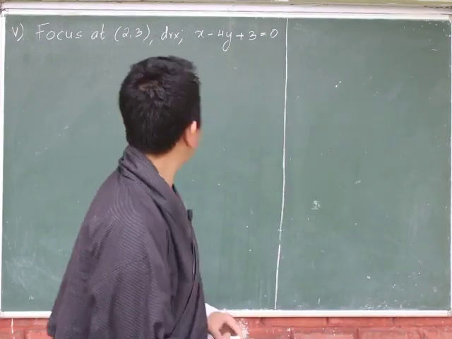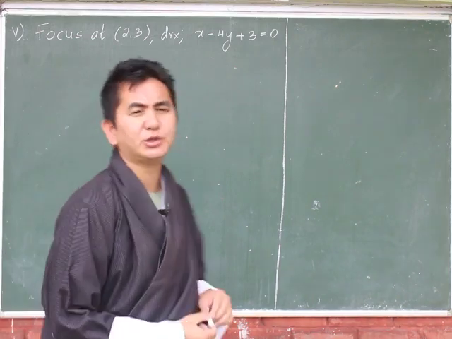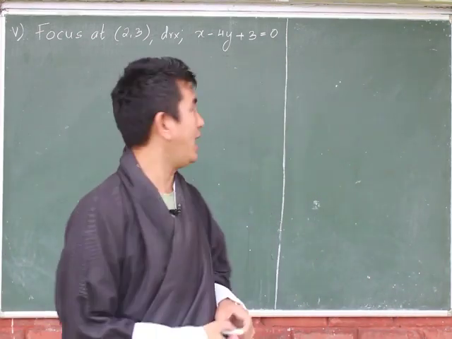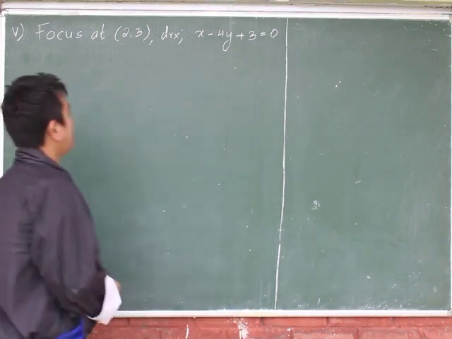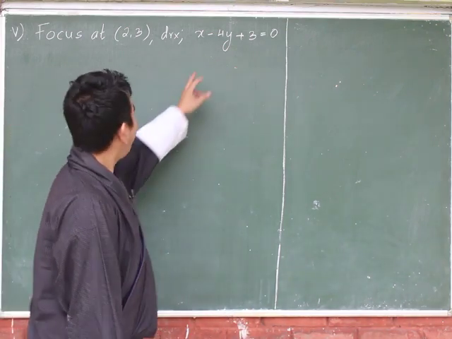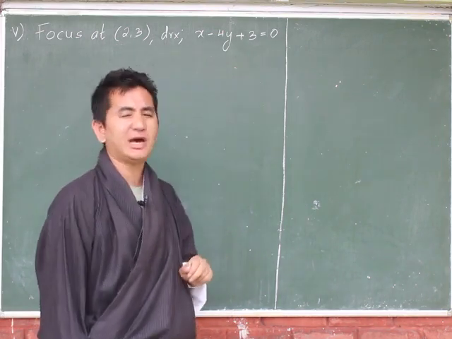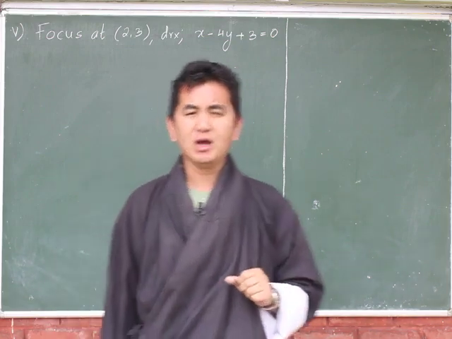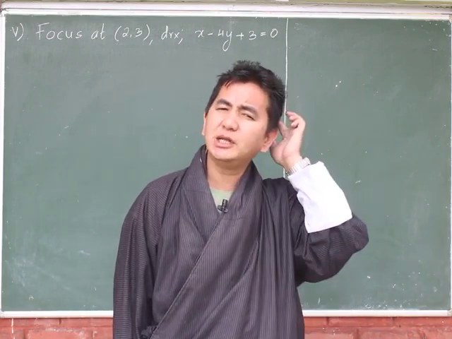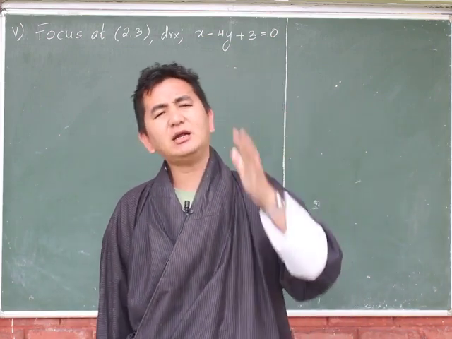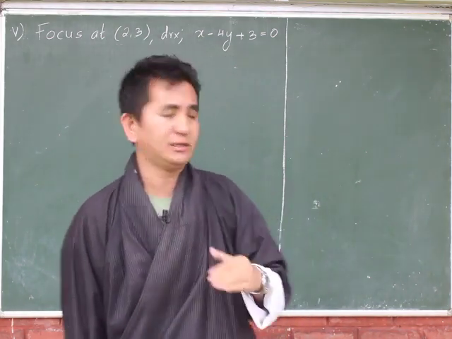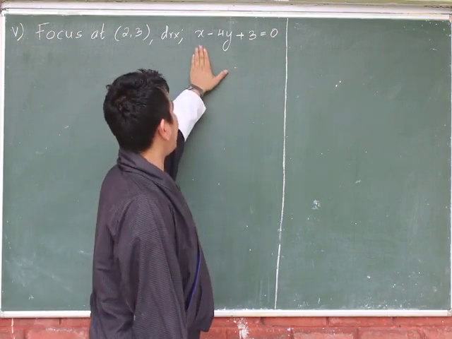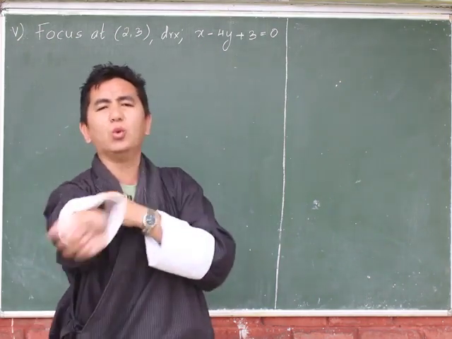Okay, good morning students. So now we are with the continuation of question number 3, Roman number 5, where in this case the focus is given as (2, 3), and now the interesting part here is the directrix. The directrix is x minus 4y plus 3 equals 0. Whatever directrices we have seen till now, they intersected either the x-axis or the y-axis. But now in this case the directrix is intersecting the x-axis as well as the y-axis.